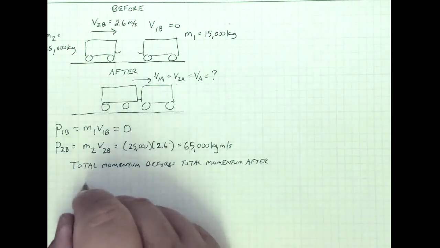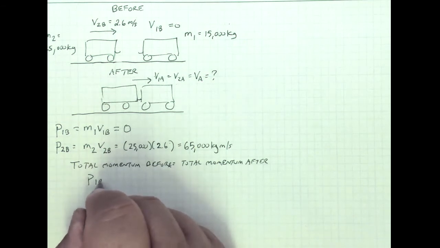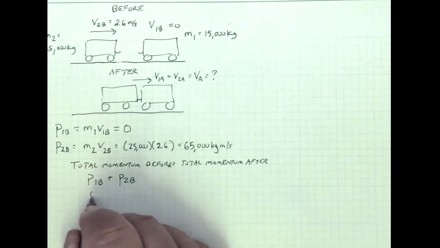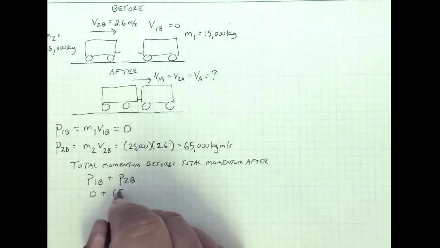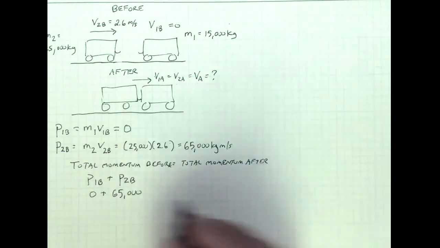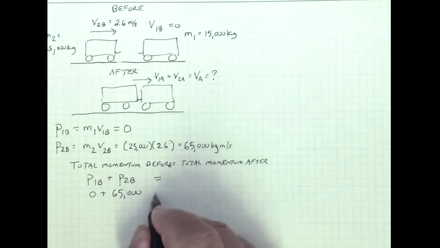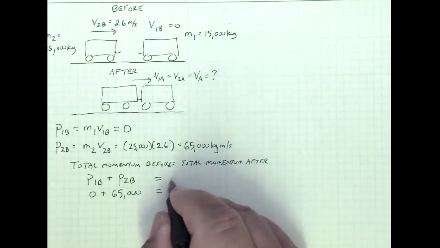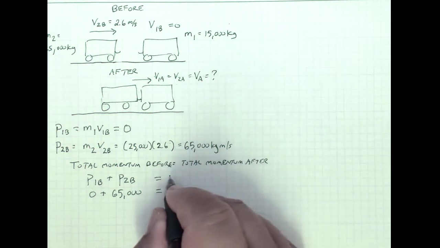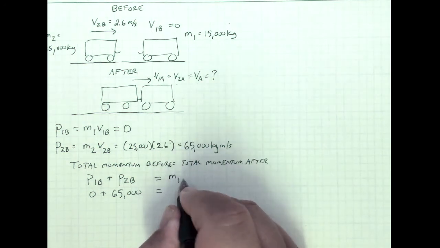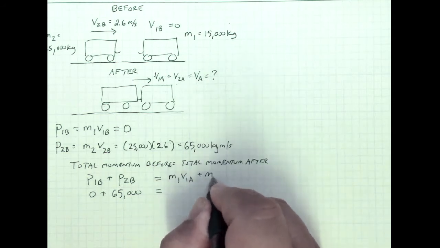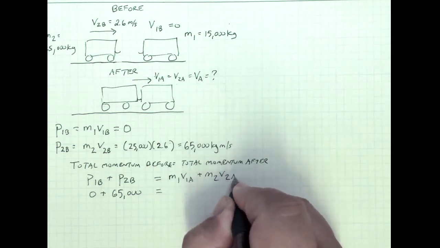Well, that total momentum before is P1 before plus P2 before. So that's 0 plus 65,000 for a total of 65,000 kilogram meters per second before the collision. The total momentum after is going to be M1 V1 after plus M2 V2 after.